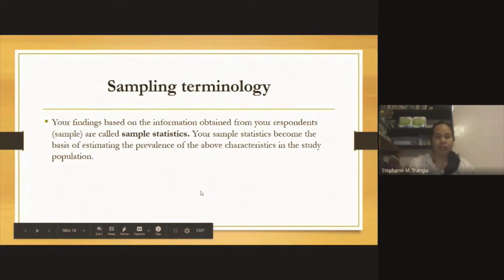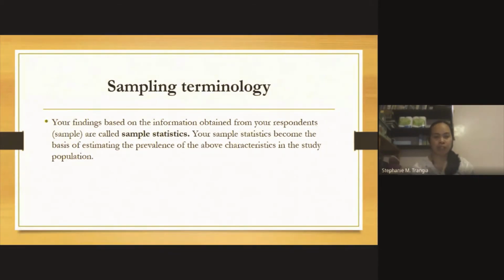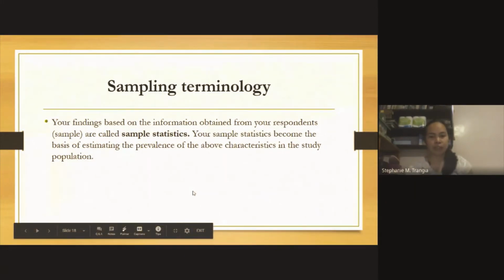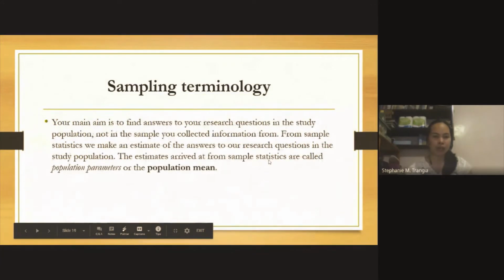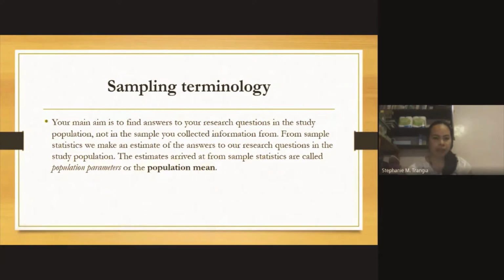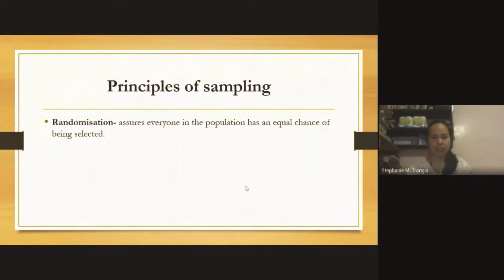Your findings based on the information obtained from your respondents, or basically your sample, are called sample statistics. Your sample statistics become the basis of estimating the prevalence of the above characteristics in the study population. The estimates arrived at from sample statistics are called population parameters or population means.